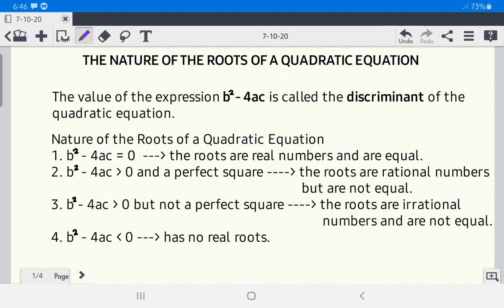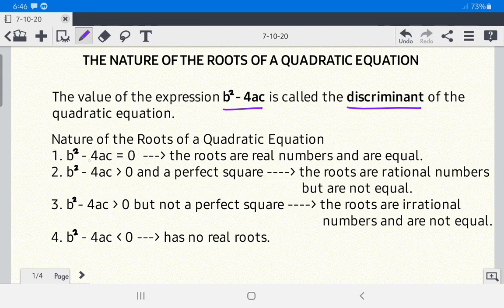Hello everyone, so today we're going to discuss the nature of the roots of a quadratic equation. The value of the expression b squared minus 4ac is called the discriminant of the quadratic equation. Let us now characterize the roots of the quadratic equation using the discriminant.